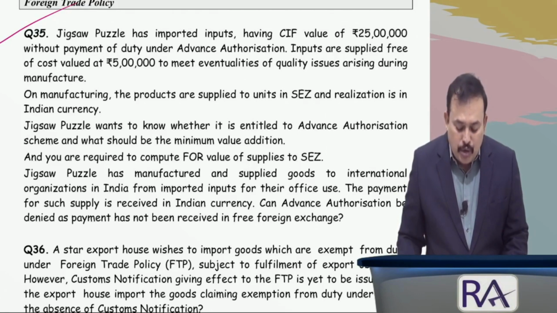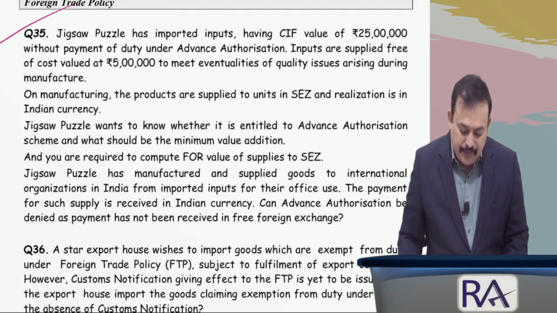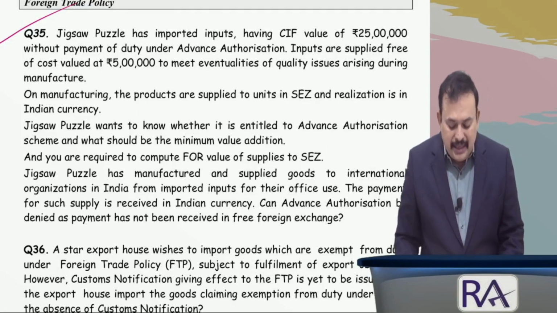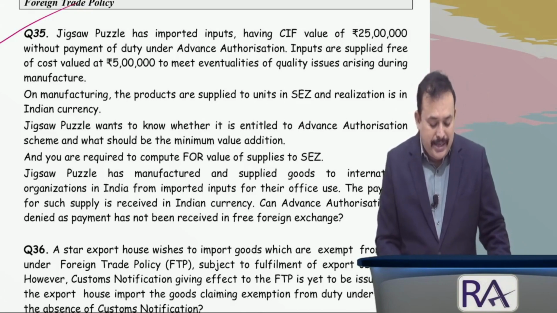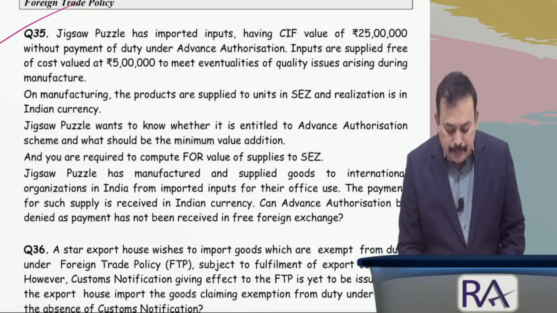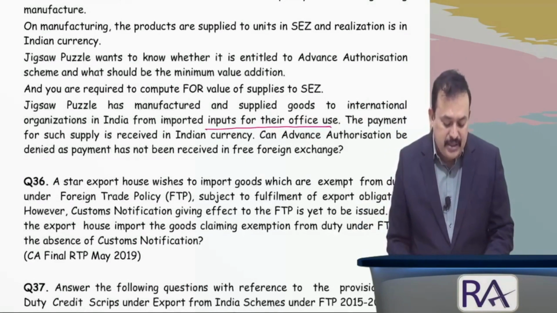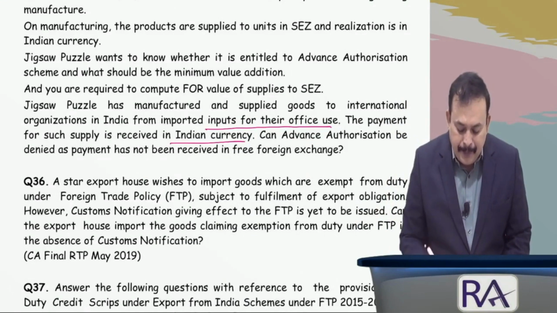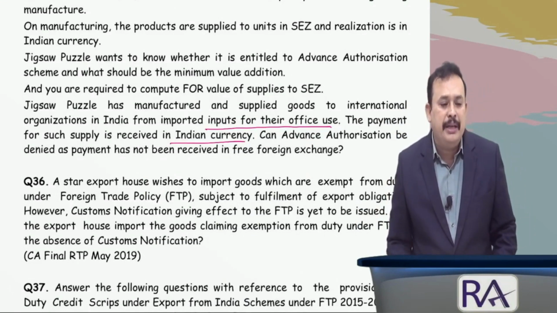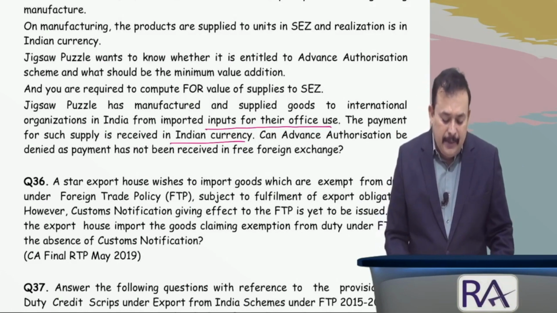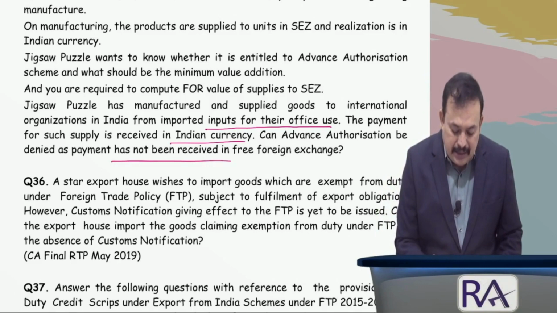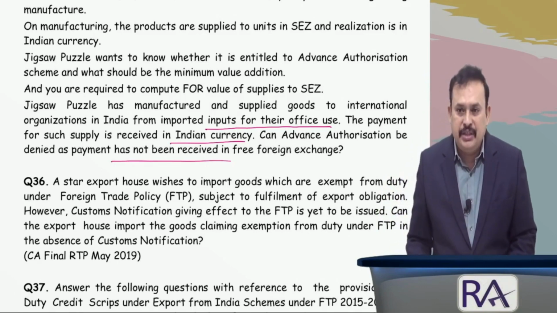You are also required to compute the FOB value of supplies to SEZ. Jigsaw puzzle has manufactured and supplied goods to an international organization in India from imported inputs for their office use. The payment for such supply is received in Indian currency. Can advance authorization be denied as payment has not been received in foreign exchange? If so, advance authorization can be denied is the question.